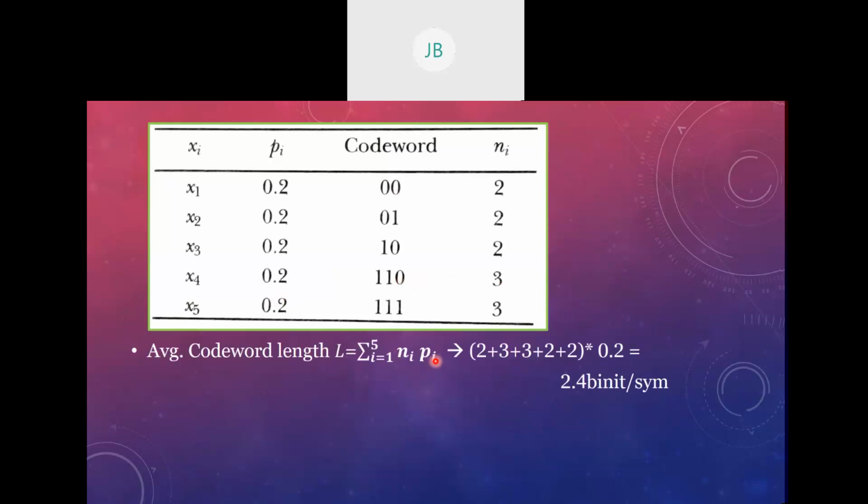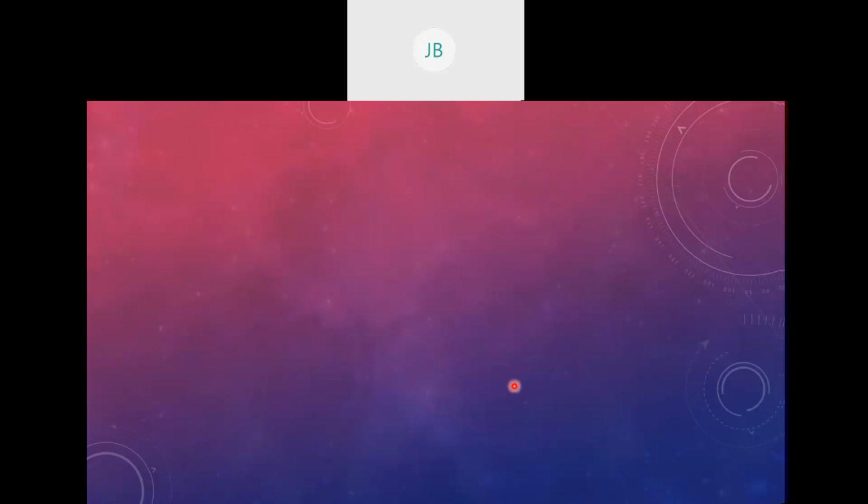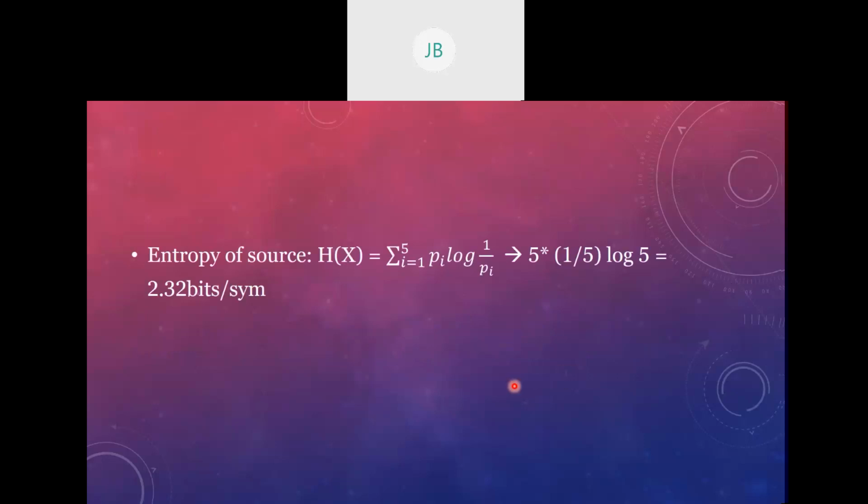Since the probability values are the same and also the code word lengths are the same in this case, we have 2.4 bits per symbol. Next, the entropy depends only on the probability. Since the probability values are the same, we will have the same entropy, that is 2.32 bits per symbol.